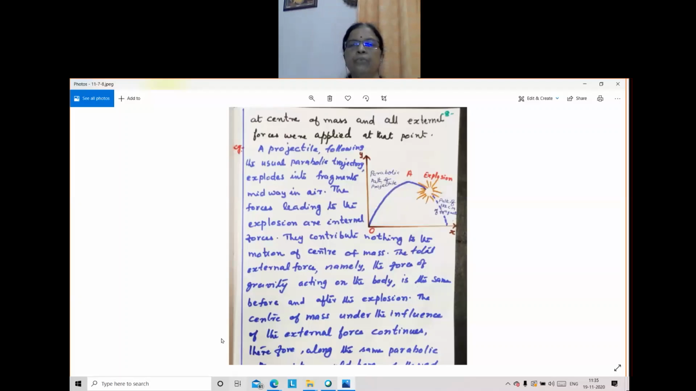So internal forces cannot make any change in the motion of center of mass. Only external forces can change the motion of center of mass. Now what is the external force here?